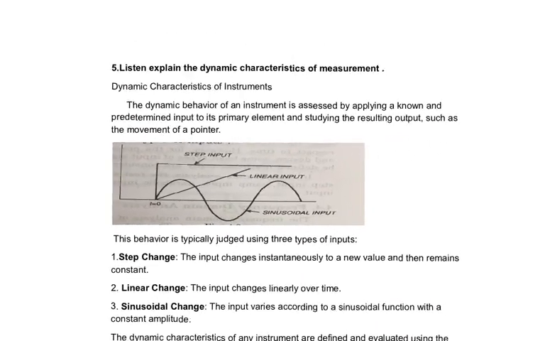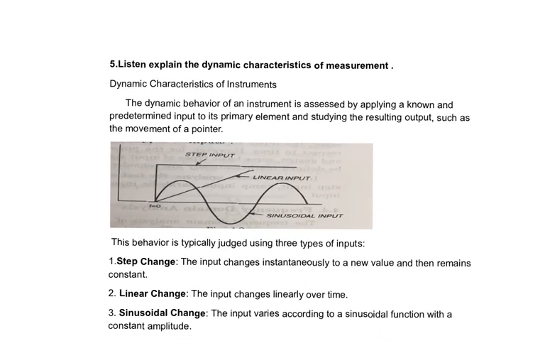So in this class we will discuss the dynamic characteristics of measurement. The question will be asked this way: list and explain the dynamic characteristics of measurement. In the dynamic characteristics of an instrument, the dynamic behavior of the instrument is assessed by applying a known and predetermined input to the primary element and studying the resulting output, such as movement of a pointer.